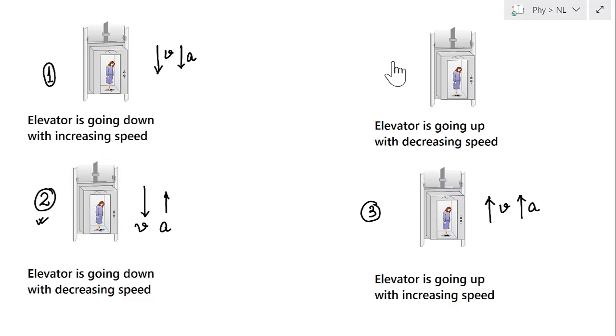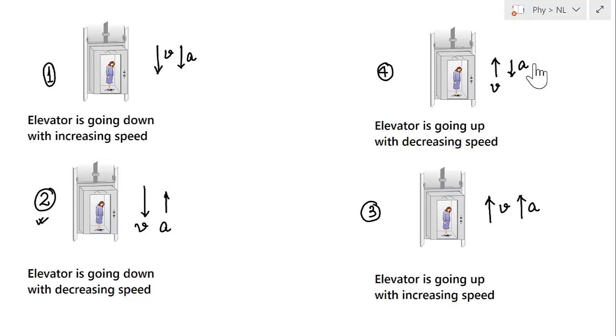Now the final situation, this has just reached the top floor. What will the velocity direction be? Again velocity is in the upward direction because this lift is going upward. But it has to come to rest, which means it has to decrease its speed, so it has to have a deceleration. So velocity is in the upward direction, but the acceleration in this case will be in the downward direction.